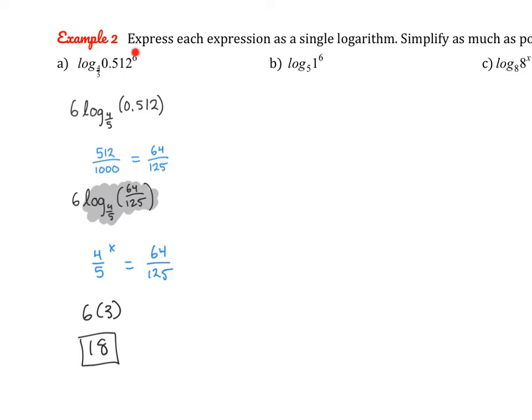So you can see that something like this doesn't look like something that you could easily simplify by hand, but using our property and then rewriting our decimal as a fraction, we were able to simplify it pretty easily. All right, let's look at this next one.